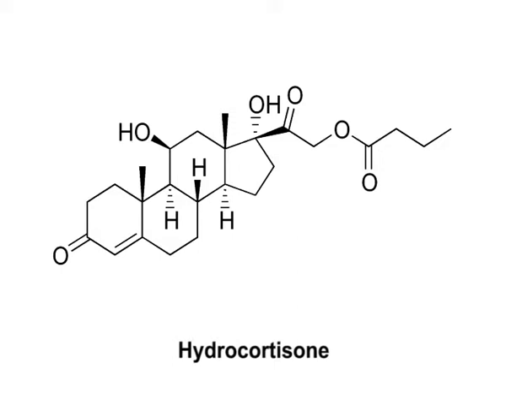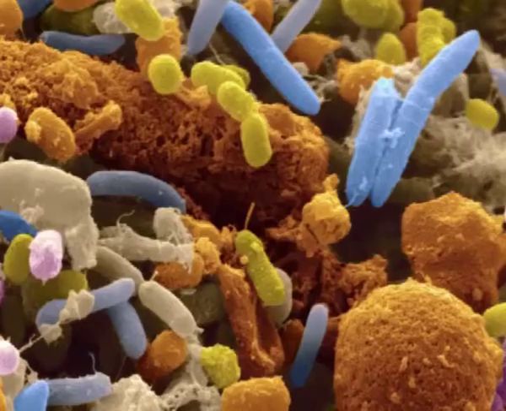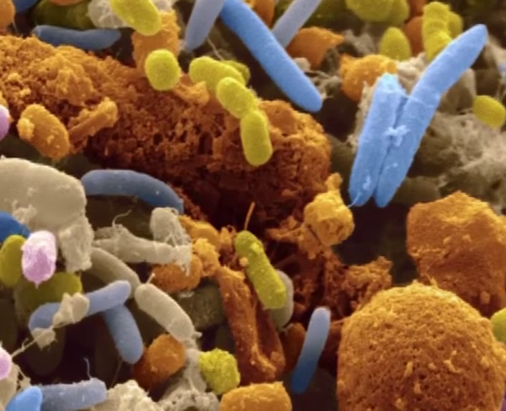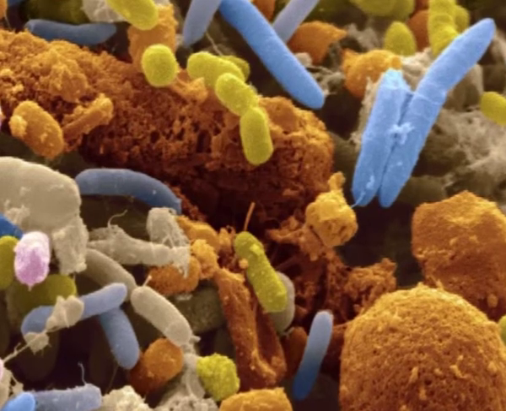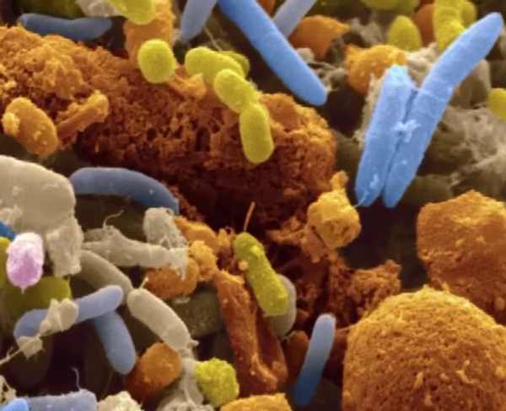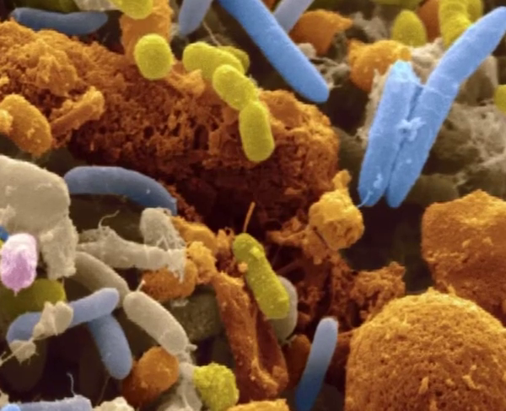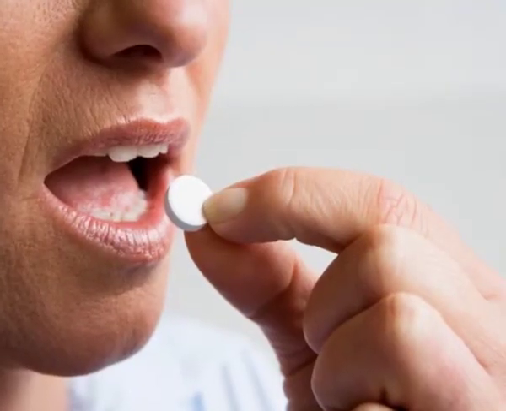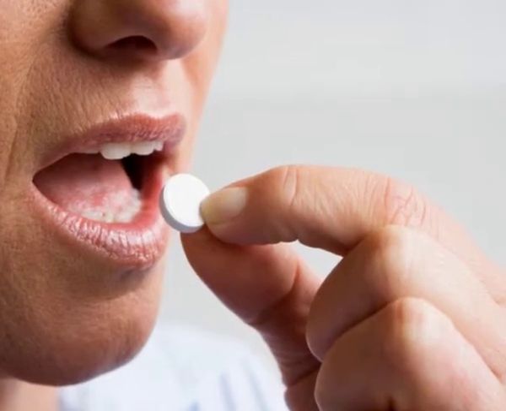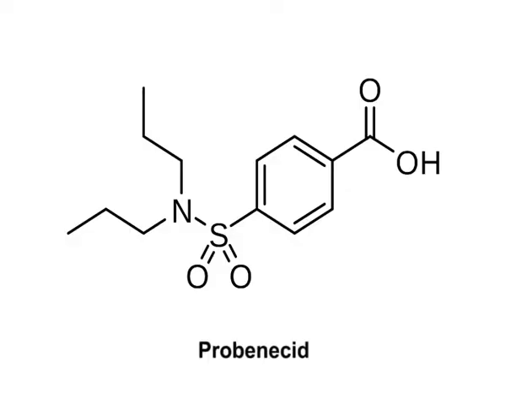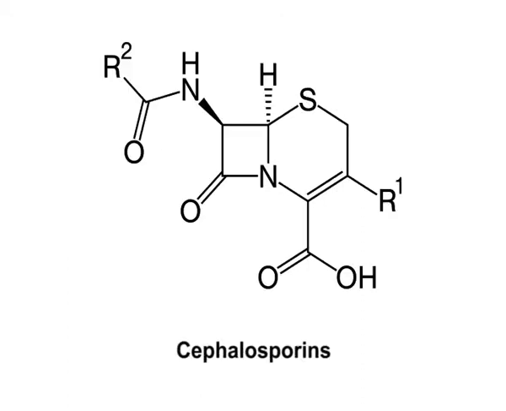Hydrocortisone inactivates ampicillin if mixed in the intravenous solution. By inhibiting colonic flora, it may interfere with deconjugation and enterohepatic cycling of oral contraceptives, which results in failure of oral contraception. Probenecid retards renal excretion of ampicillin. All cephalosporins are bactericidal and have the same mechanism of action as penicillin, that is, inhibition of bacterial cell wall synthesis.